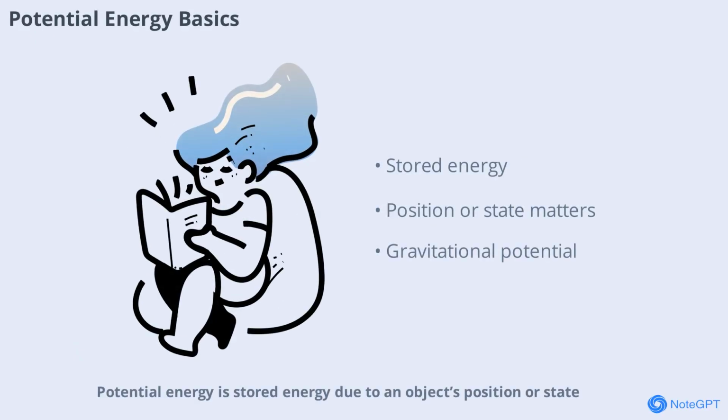Potential energy is stored energy due to an object's position or state. For example, a stretched rubber band or a rock at the top of a hill has potential energy. When released, this energy can be converted into kinetic energy. The most common type is gravitational potential energy, which depends on an object's mass, height, and gravity. This concept is vital for understanding energy conservation.